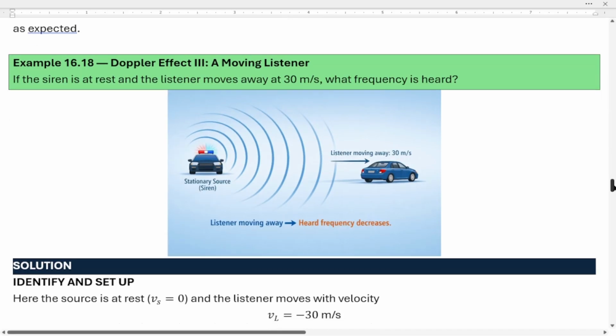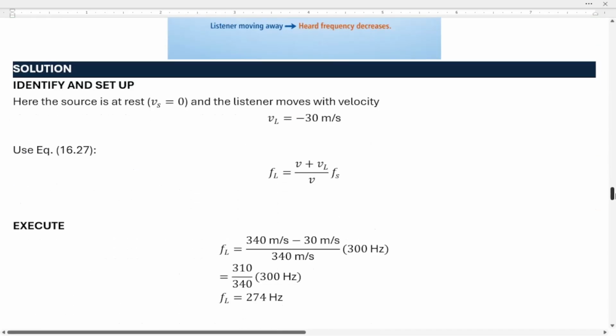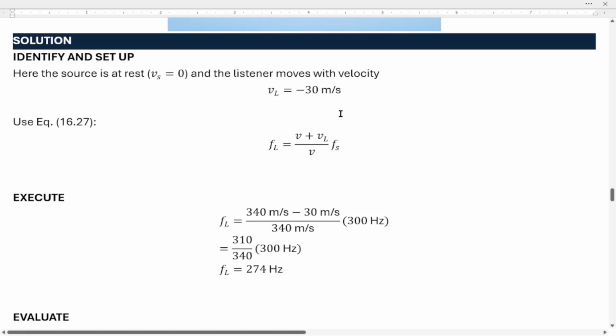Now let us identify and set up the equations that we're going to use. Since it is said in the problem that the source is stationary, we equate V sub s to 0. And since the listener is moving away from the source, we use the negative sign here. That is why we have negative 30 meters per second. That is our V sub L.